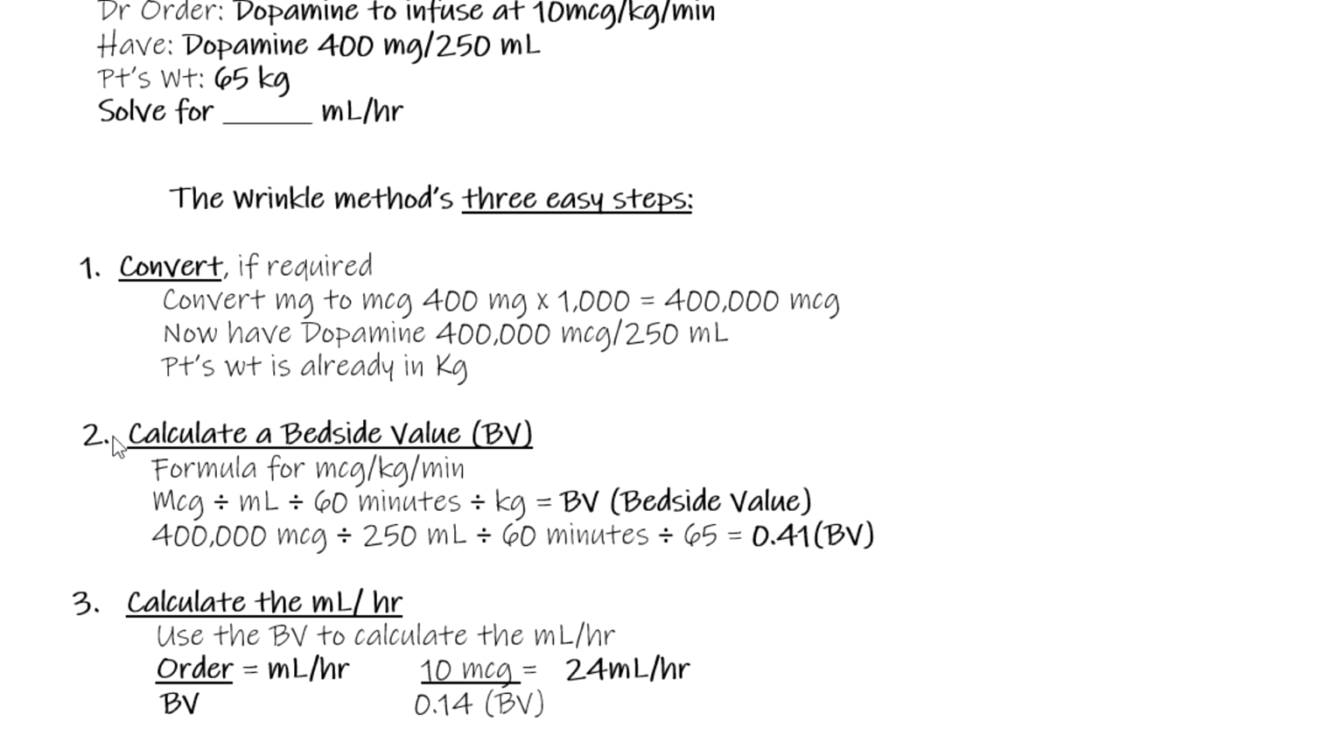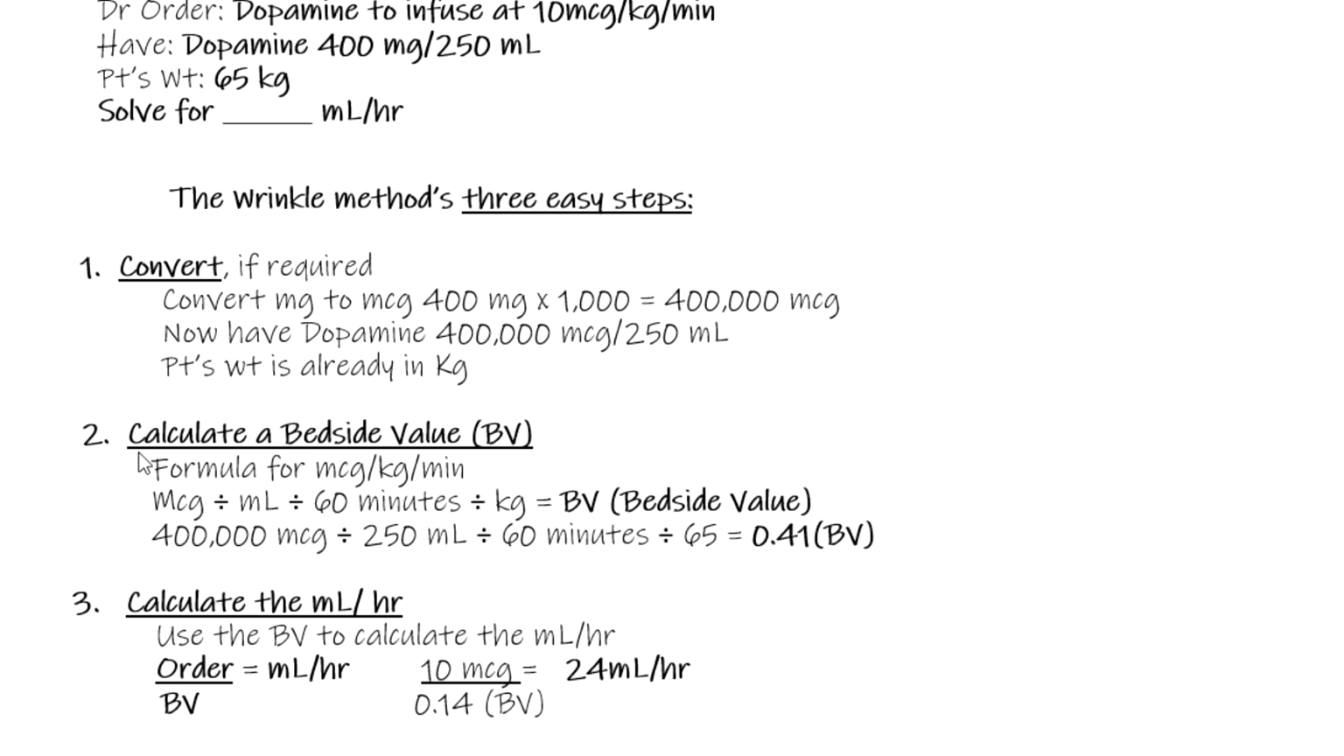So the first thing we're going to do is to convert. We need to convert milligrams to mics because the order is written in mics. So we're going to take 400 milligrams times 1,000 equals 400,000 mics. We now have dopamine of 400,000 mics in 250 milliliters. The patient's weight is already in kilograms, so we do not have to do any conversion there.